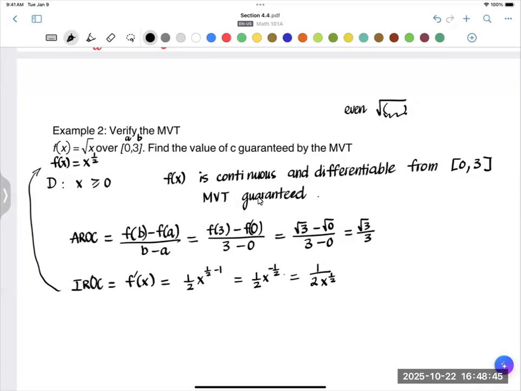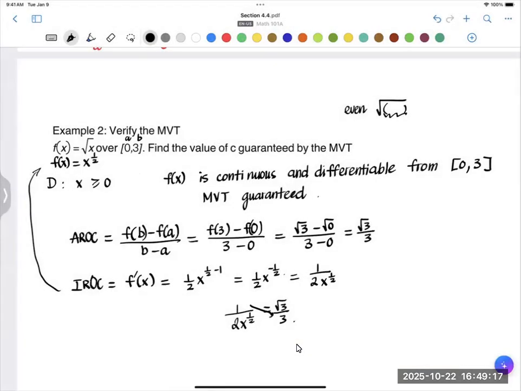Now, the mean value theorem will guarantee that AROC will equal IROC. So we just set them equal to each other. So we have 1 over 2 x to the power 1/2 equal root 3 over 3. And when you see an equation like this, you have a fraction equal to another fraction, we simply cross multiply. Of course, the denominator cannot equal 0, right? So we're gonna cross multiply.